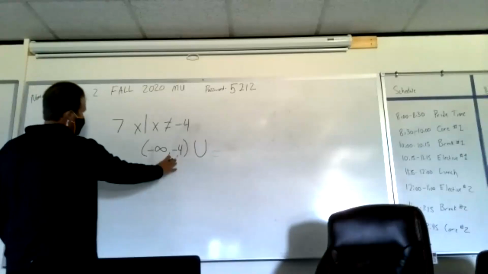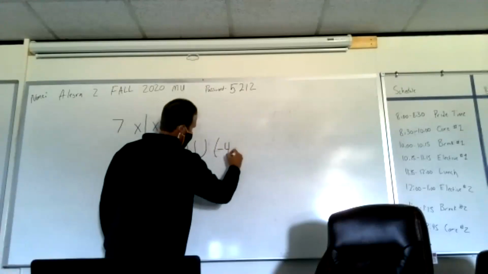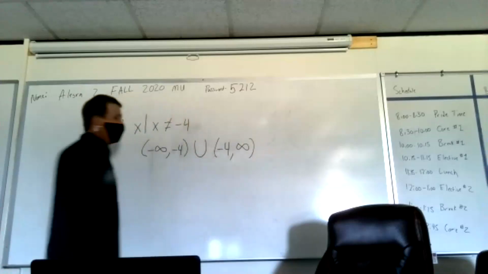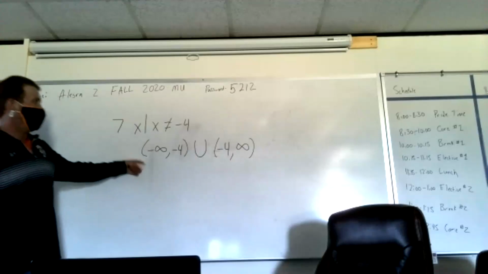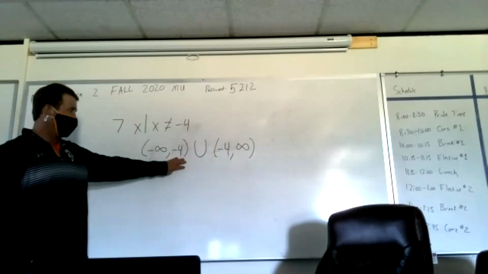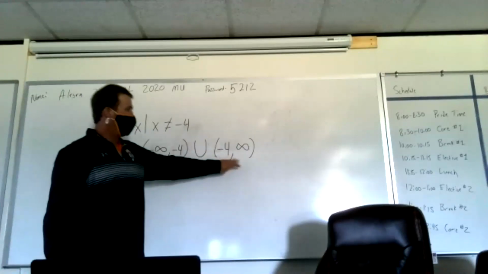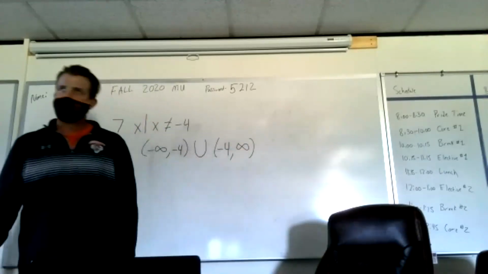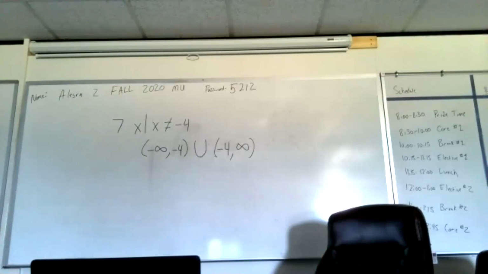And then we want to start at our next endpoint, which is -4. So we're going to have a parenthesis showing that -4 is not included, to a positive infinity. What that says is that any number from -infinity up to -4, not including -4, is a solution. And then any number greater than -4, not including -4, is a solution. Making sense?